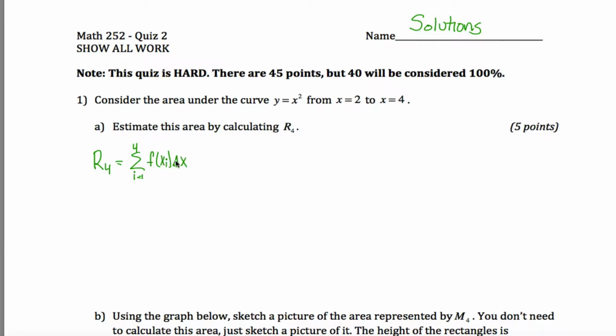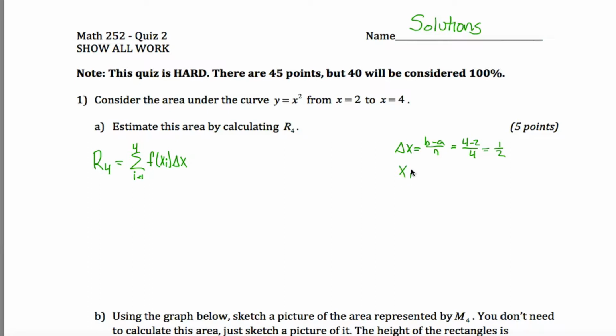Each rectangle has a height and a width, and we're going to add up the 4 different rectangles. So we got to figure out what to put in here. Well, delta x is always b minus a over n. Essentially, it's saying the entire length you'll want to span is from 2 to 4, so a width of 2 here. But you're going to have 4 rectangles, so you got to divide by 4 to figure out the width of each rectangle. You got 4 minus 2 divided by 4, aka 1/2. So delta x equals 1/2.